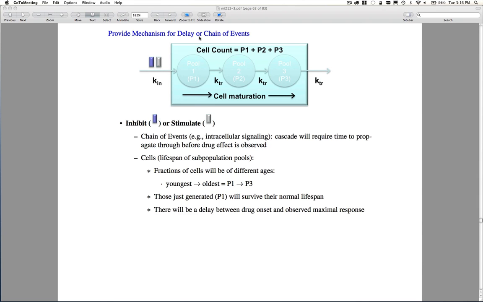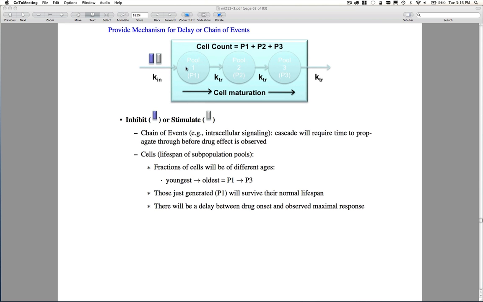And so this progression, or transit, through these compartments represents the cell maturation. If all we're doing is stimulating production or inhibiting production, and we're assuming that this transition through is still constant, then we can use one of these types of lifespan models. And so again, it's a chain of events. If you increase the amount here in pool one, those cells will eventually become an increased amount in pool two, and eventually an increased amount in pool three.